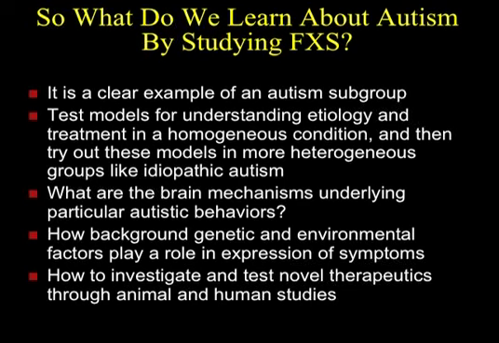We can study how background genetic and environmental factors play a role in the expression of symptoms. That's because if we have a more homogeneous group, we have a better chance of seeing what those factors are rather than having a much more mixed group of individuals with autism. And finally, we can learn how to investigate and test novel therapeutics like these mGluR5 antagonists through animal and human studies, because we have both an animal model and a human condition.